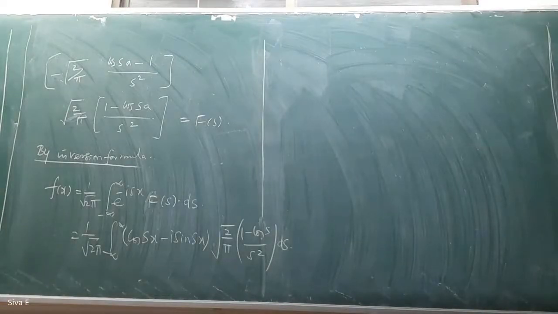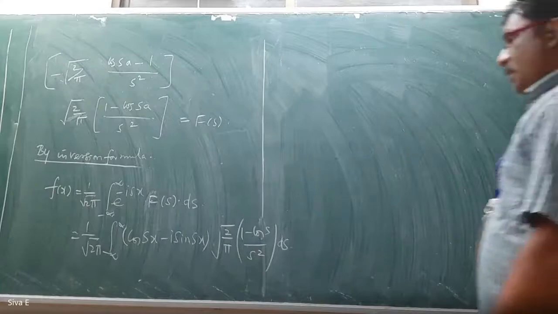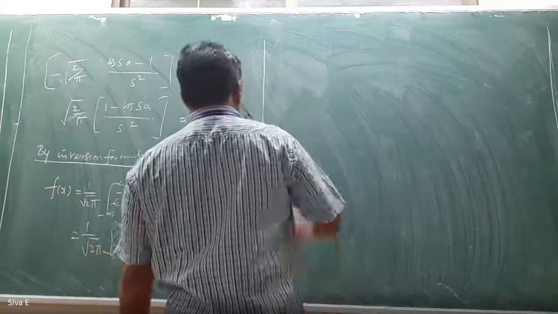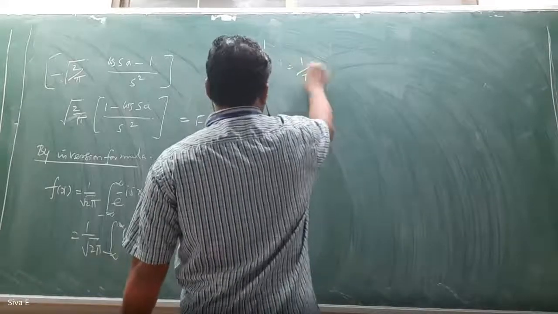Therefore, take it that root 2 by pi outside, that root 2 gets cancelled, root pi by pi is 1 by pi.